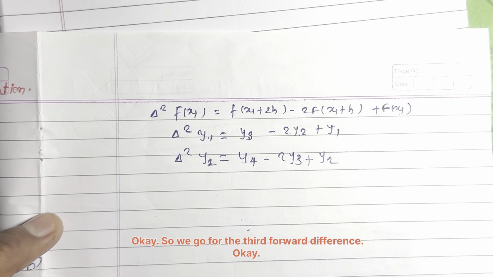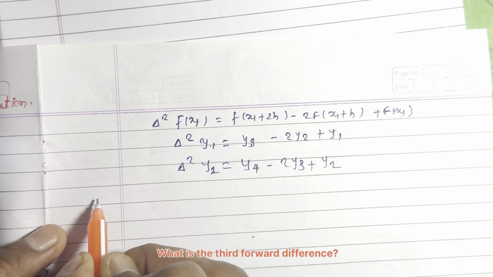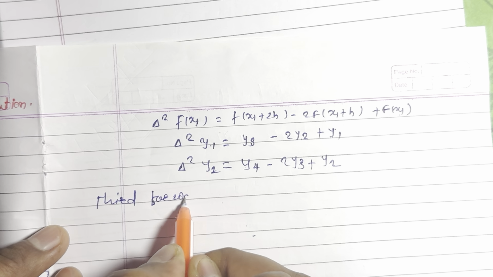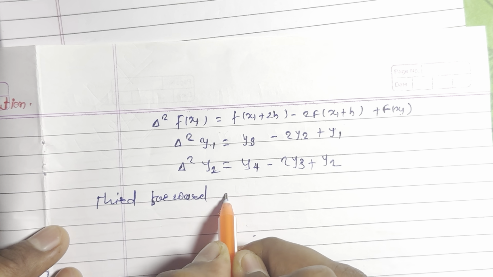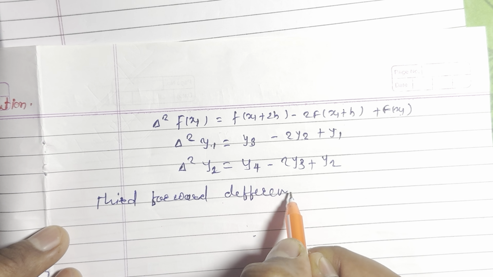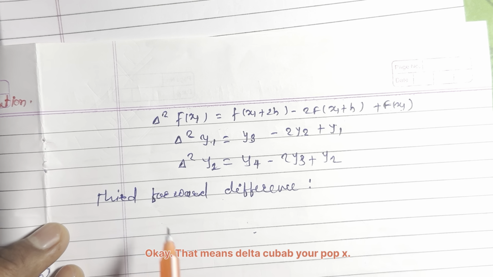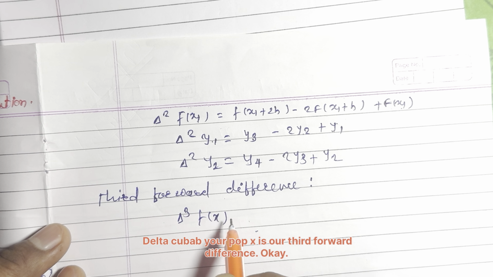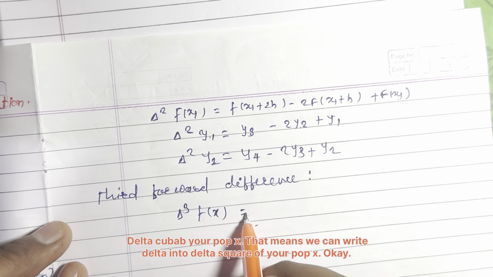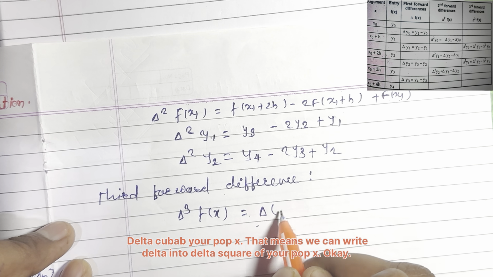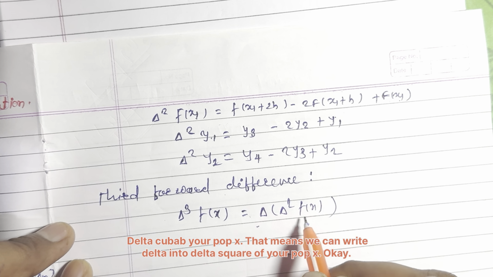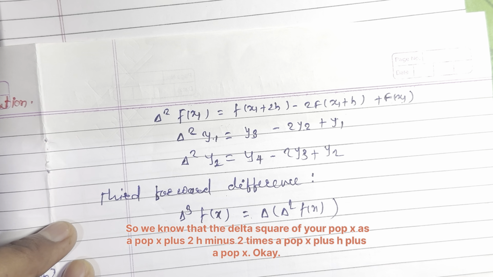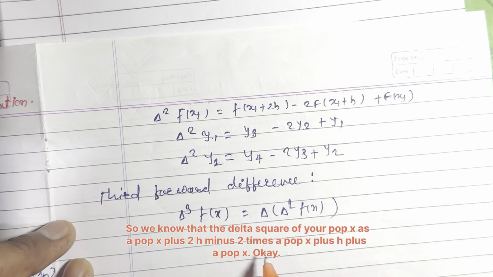So we go for the third forward difference. What is the third forward difference? Delta cube of f of x is our third forward difference. Delta cube of f of x means we can write delta into delta square of f of x. We know that delta square of f of x is f of x plus 2h minus 2 times f of x plus h plus f of x.